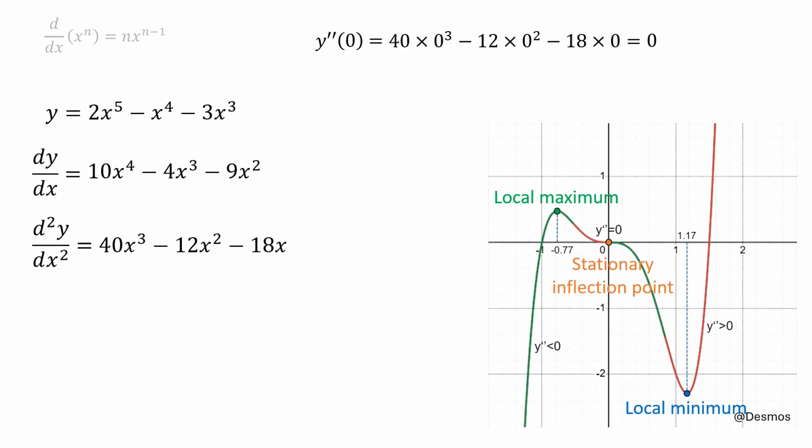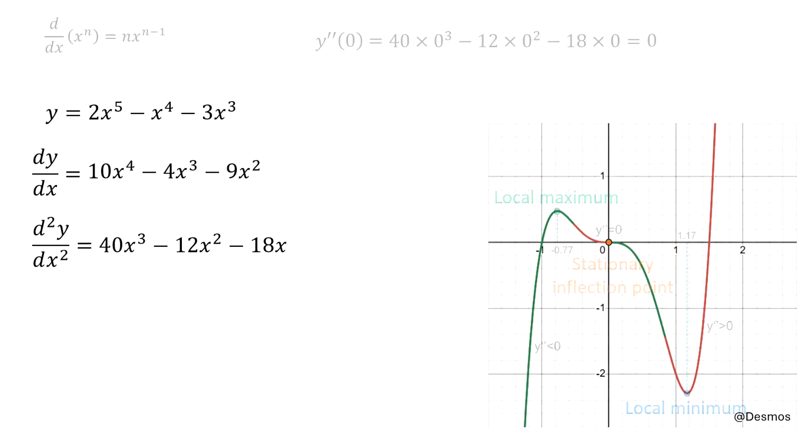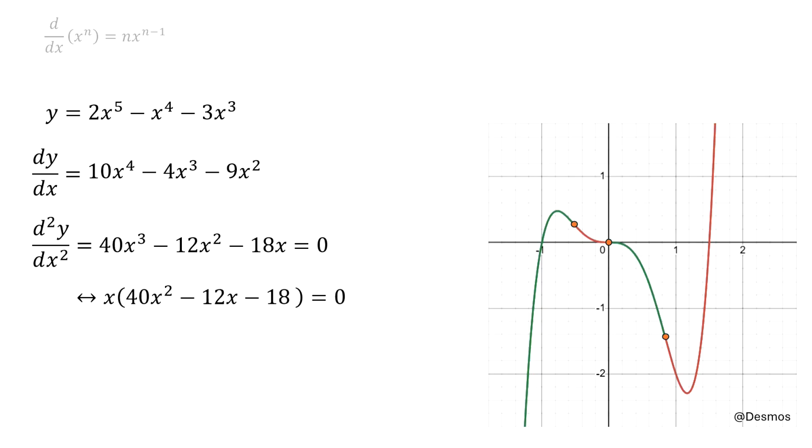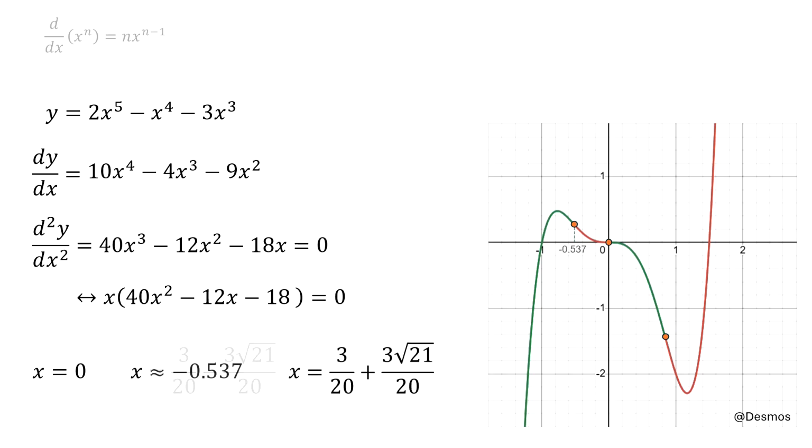But wait, we can see from the graph that there are two more inflection points. The slope isn't 0 there. So how do we find them using math? We need to solve where the second derivative equals 0. Let's skip the calculations and go straight to the solutions. We already knew that x equals 0 because it can be calculated using the first derivative. As for the other 2 points, we need to use this method.